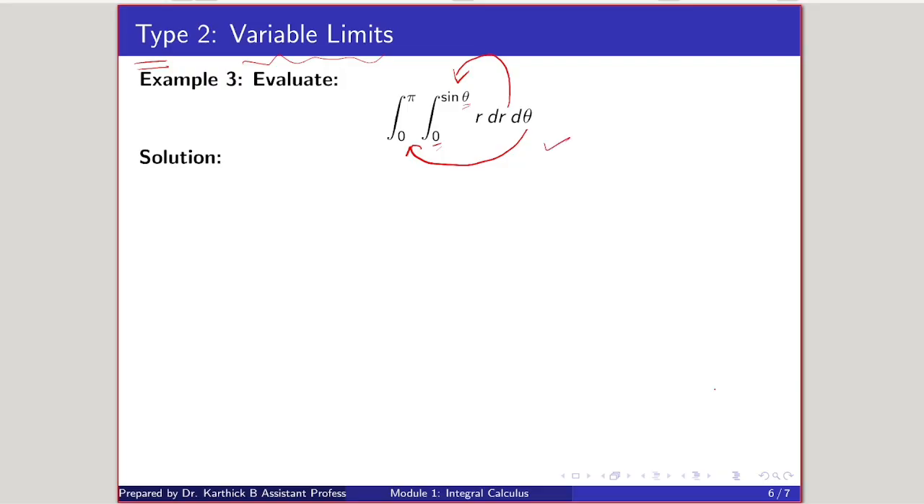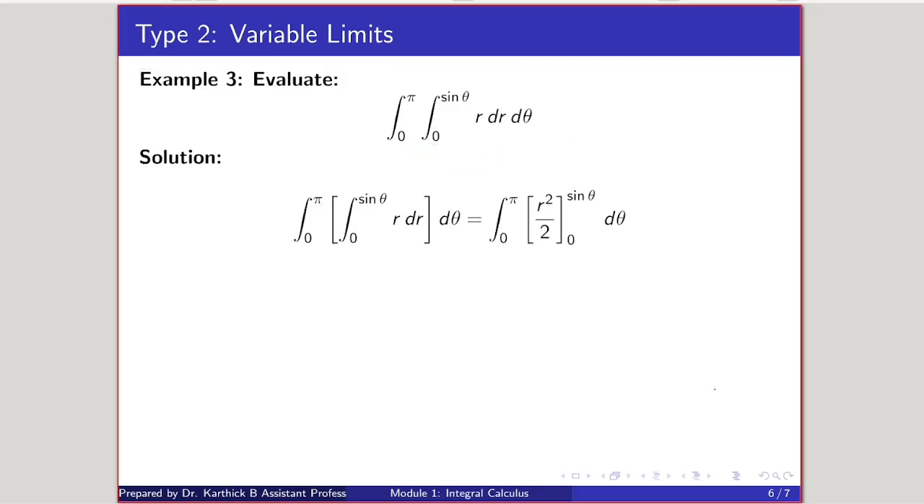Now we can go for the evaluation process. The same way, we will evaluate this. We know that the integration of r dr will be r square by 2, and we apply the upper limit and the lower limit.